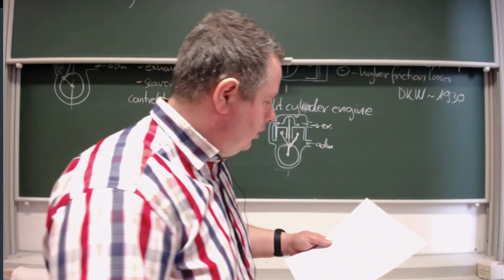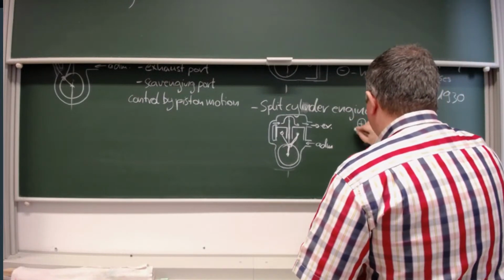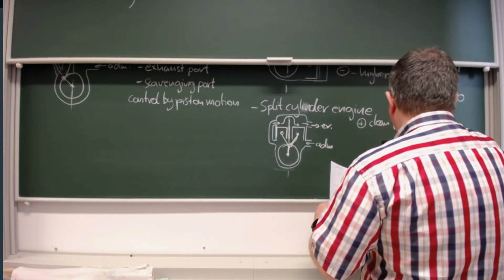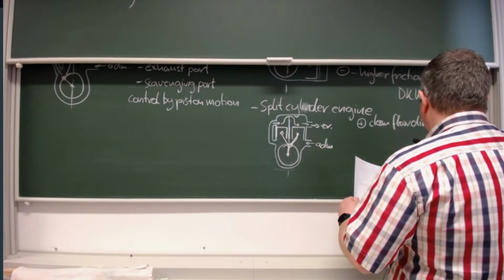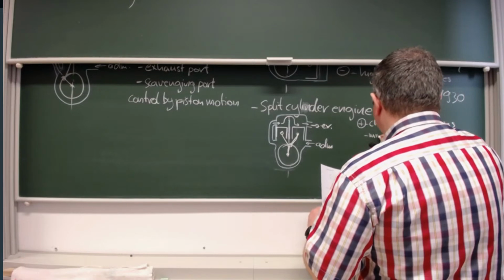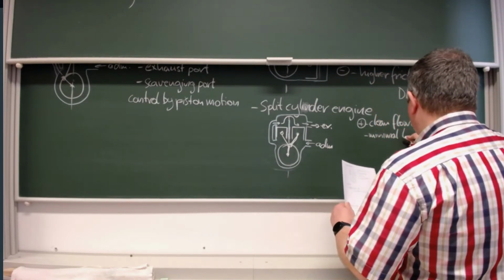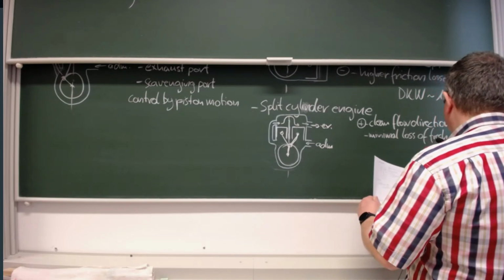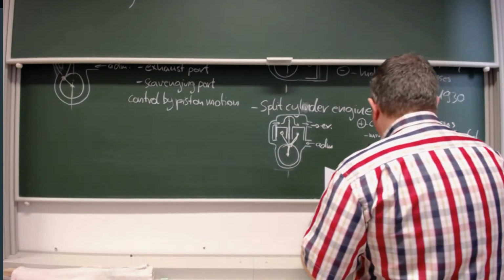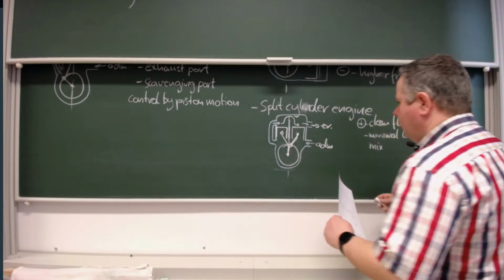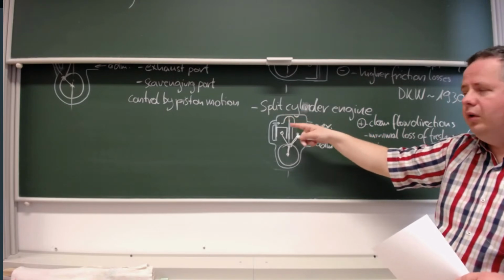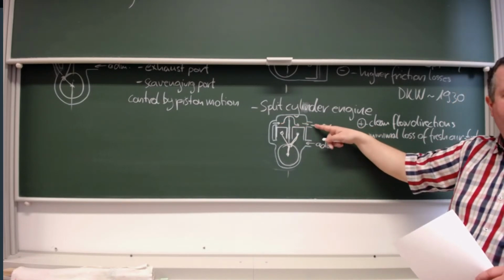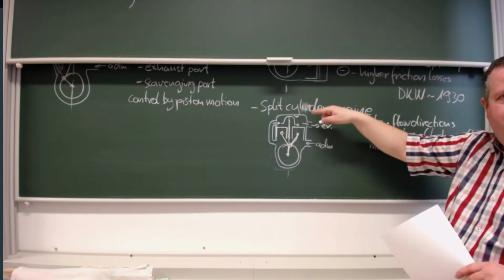So this solution has the advantage of clean flow directions and minimal loss of fresh air-fuel mix. The air-fuel mix cannot be mixed with the exhaust gas and will not go directly through the cylinder to the exhaust, because there's a wall in the middle. It has to follow a given path.